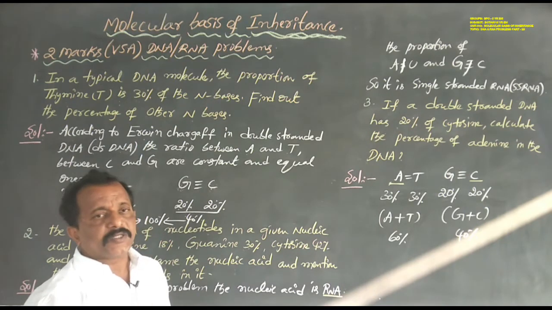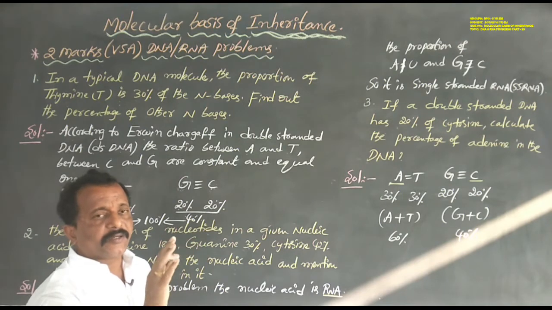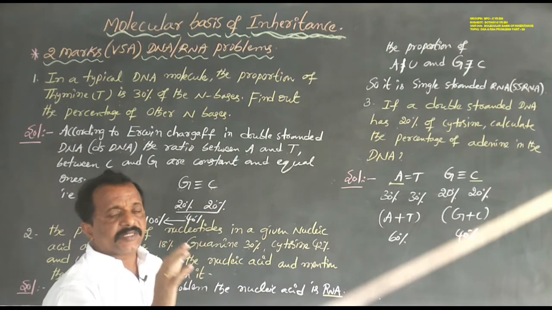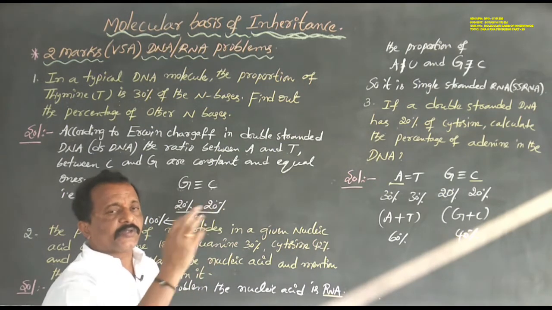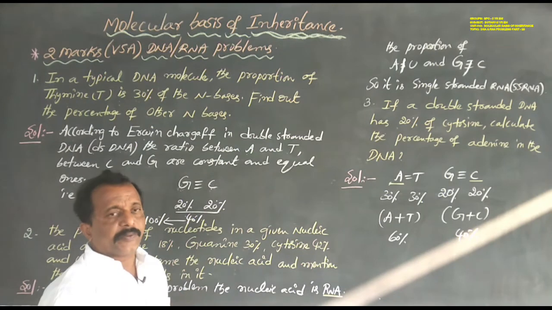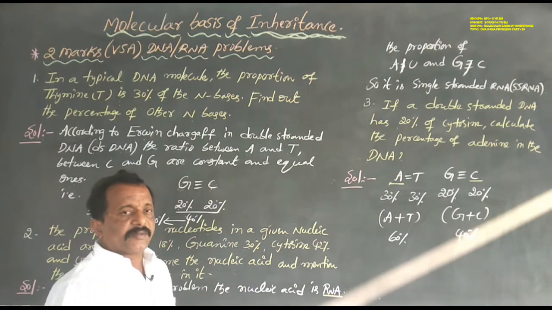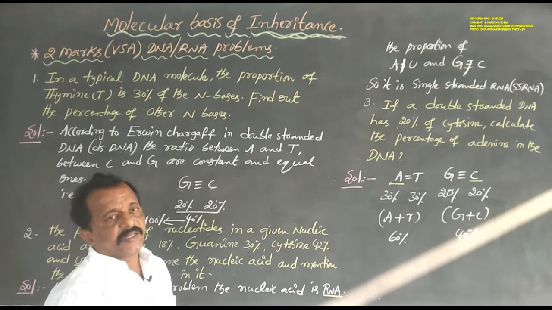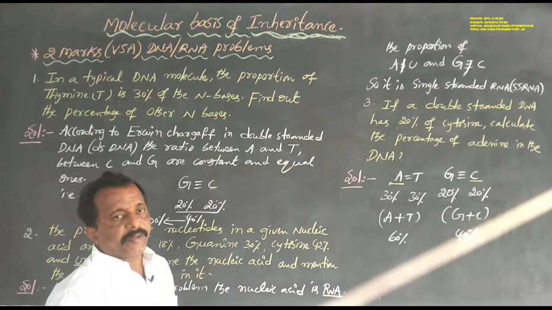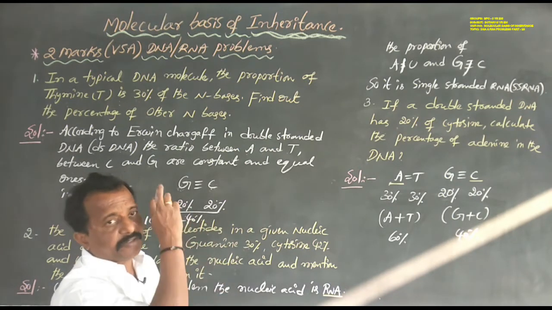So this problem is also according to Erwin Chargaff. According to Erwin Chargaff, there are 4 nitrogen bases, but the first nitrogen base of purine is always opposite to the first nitrogen base of pyrimidine, and the second purine is always opposite to the second pyrimidine. That is, adenine is always opposite to thymine, guanine is always opposite to cytosine, and adenine-thymine have 2 hydrogen bonds, and guanine-cytosine have 3 hydrogen bonds.